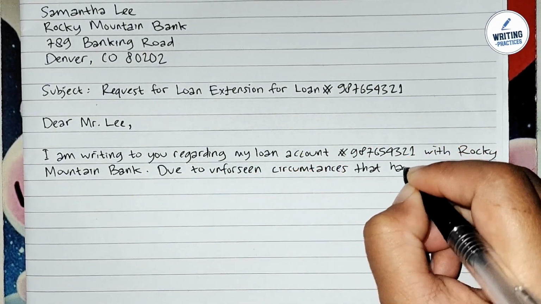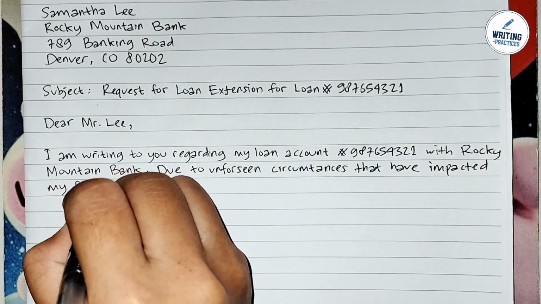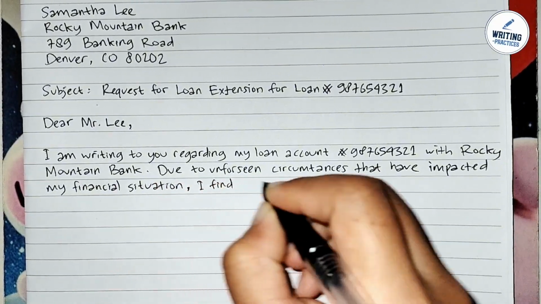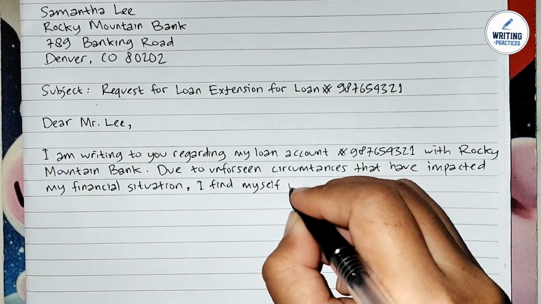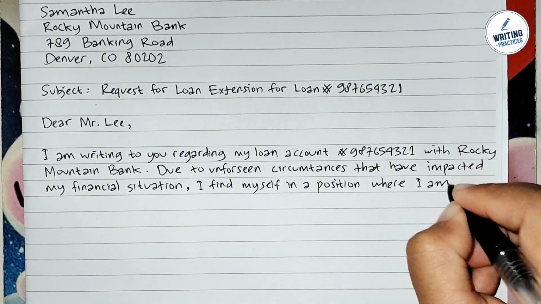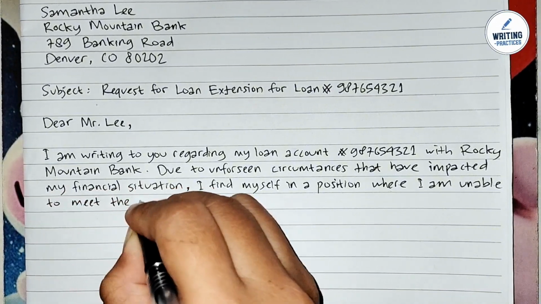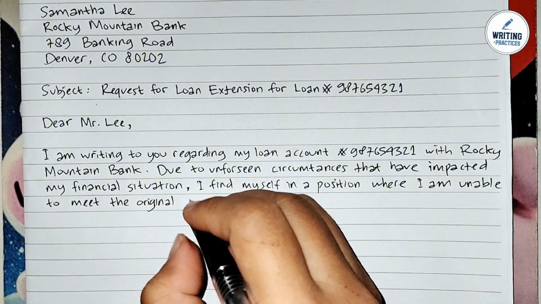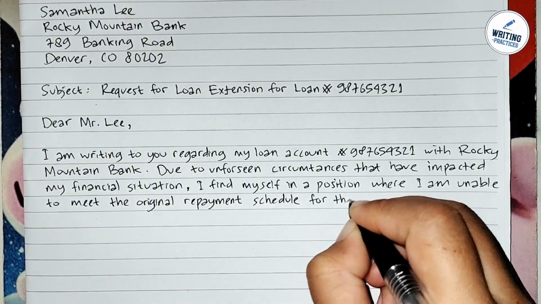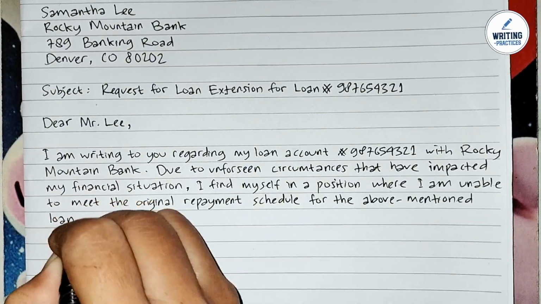After that, you can continue by writing an explanation of circumstances. Yes, you can first write your specific situation, the situation that makes you find it hard to pay regularly. State the situation and tell the recipient how you are unable to fulfill your obligation to pay. For example, you can write something like, "Due to unforeseen circumstances that have impacted my financial situation, I find myself in a position where I am unable to meet the original repayment schedule for the above-mentioned loan."